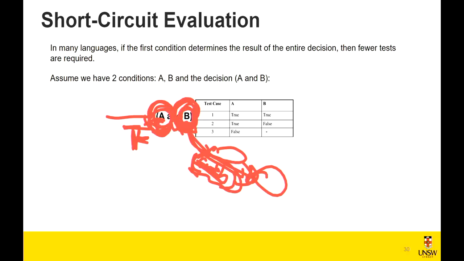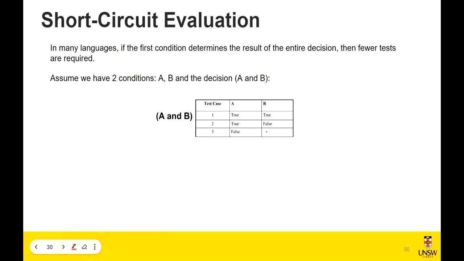This can help us to save some of the test cases here. So we can do a short circuit evaluation. We can take a shortcut. Instead of trying out both true and false for B, we can ignore the value of B and just set A to be false here. So we can save 1 test case in this case.